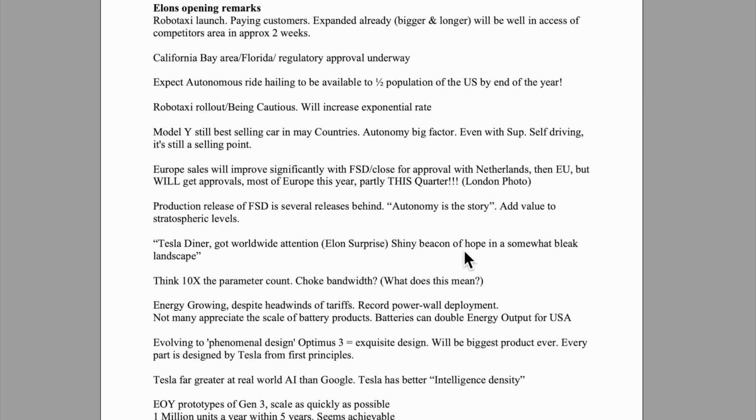Production release of FSD is also several releases behind. So what the customers get at the moment, Tesla can already see into the future and where it's heading. But as Tesla sees it, autonomy is the story. It will add value to stratospheric levels. Value in all sorts of ways as well, not just for Tesla's income and profit margins, the fact that you'll be able to make money from your Robotaxi too once you add it to the network, but also the value it'll add in giving people their time back. Time is, after all, the ultimate currency. Being chauffeured around in your autonomous Tesla might just allow you to work on more valuable things in life.